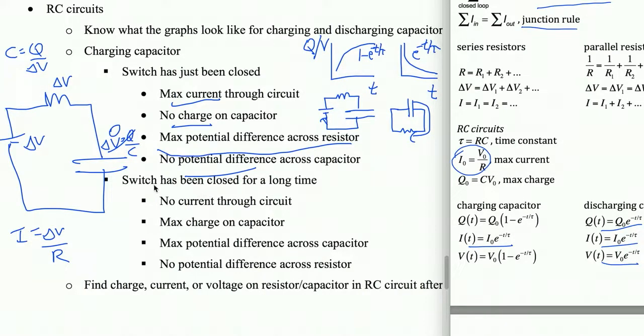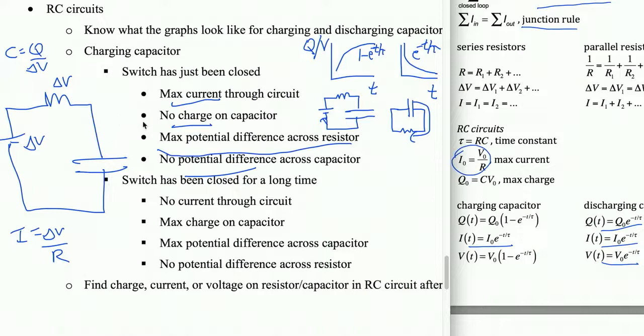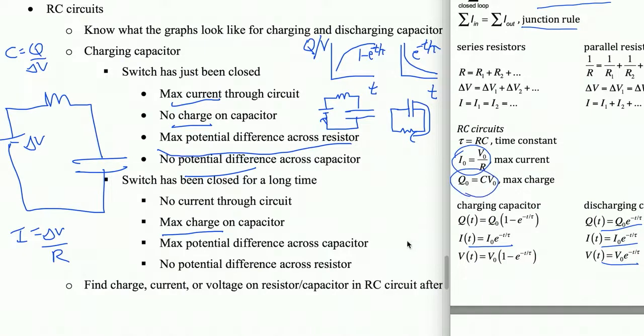And then what happens after the switch has been closed for a long time? So now the capacitor has had time to charge. So it's going to charge until it has its maximum charge. To find that maximum charge, you could use this equation right here, which is going to be C times V naught, where V naught is again equal to delta V, because this time the capacitor is getting the full potential difference, delta V.